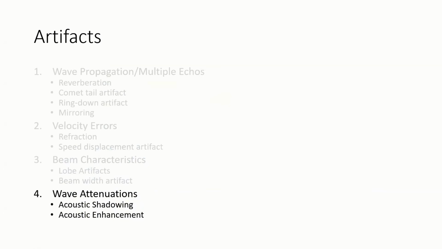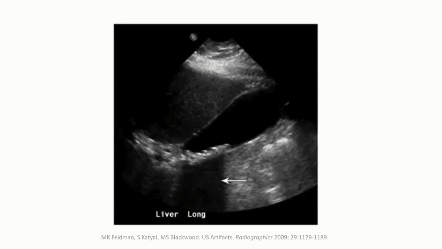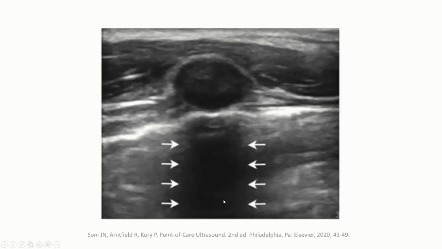Then I will go over the last category, artifact related to wave attenuation. Those are familiar artifacts. You can see the liver, the gallbladder, and some small cholecystitis, having a low echoic area like a shadow. This is also frequently seen when you do lung ultrasound. Deep shadow here, a bright line in front, and then shadow beneath it.